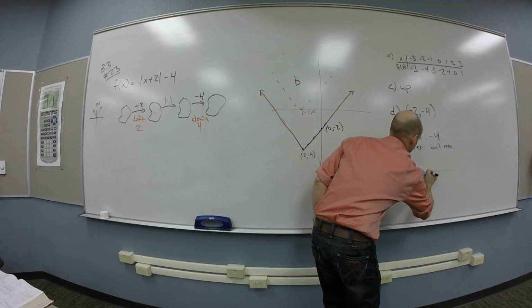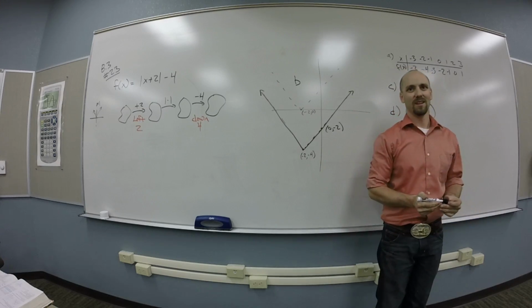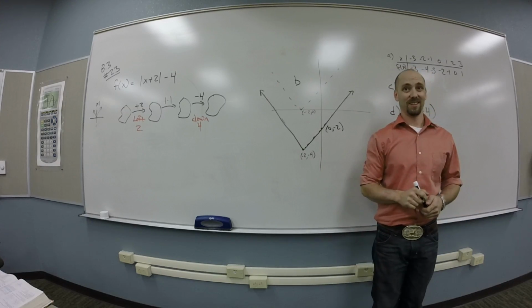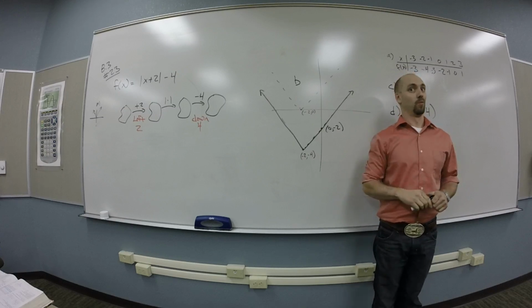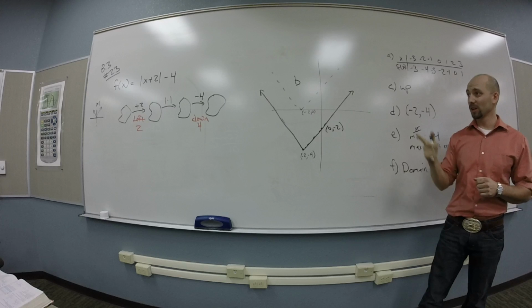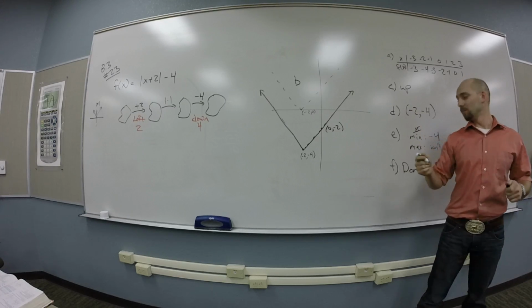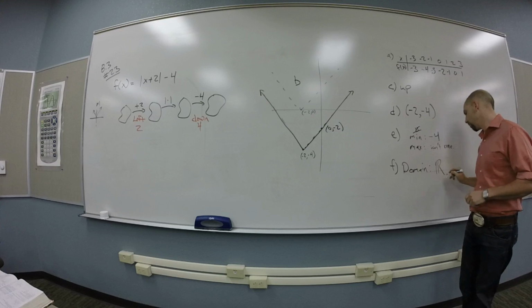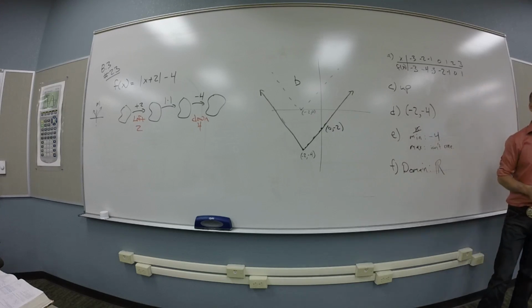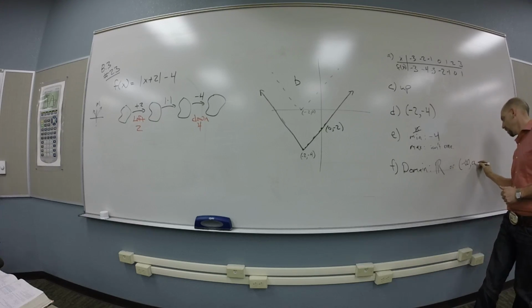So what's the domain of this function? How do I do domains again? Domain is all the numbers that you can plug into it. So what numbers can't I plug into that thing? There are no numbers I can't plug in. So my domain is negative infinity to infinity, all of R.